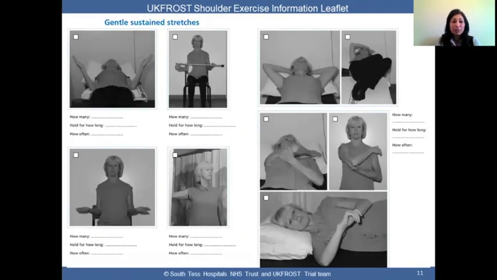In the stiffness predominant phase, gentle sustained stretches are important to continue, ensuring that they're done regularly. Patients can do these exercises in any position, ensuring that there are no compensatory movements. Towel or pillow support can be provided where appropriate.